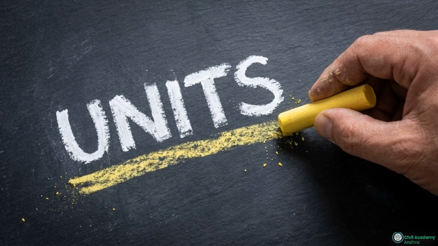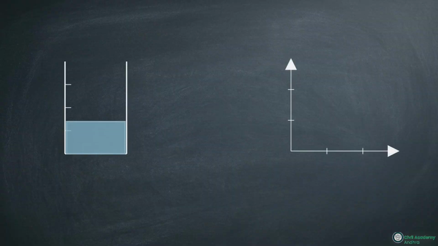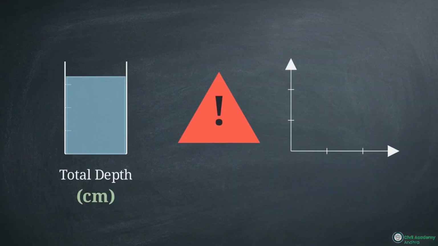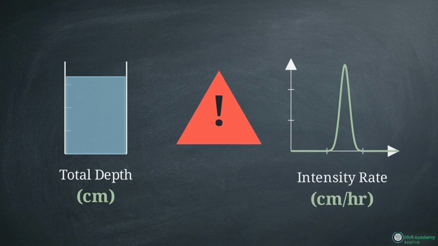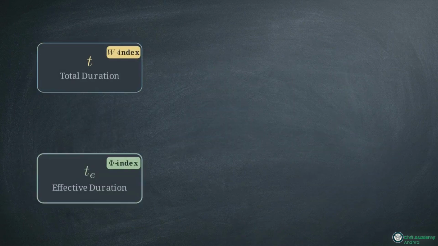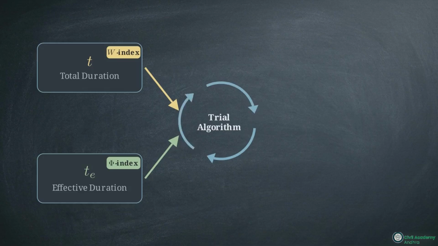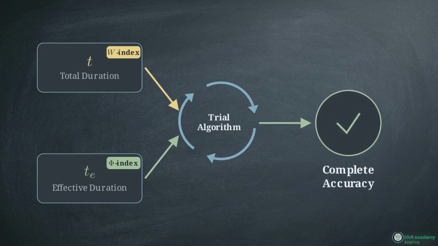During the exam, constantly check your units. Do not mistake a total volume of infiltration measured in centimeters for an intensity rate measured in centimeters per hour. By distinguishing between total duration and effective duration and methodically applying the trial algorithm, you will navigate these hydrology questions with complete accuracy.